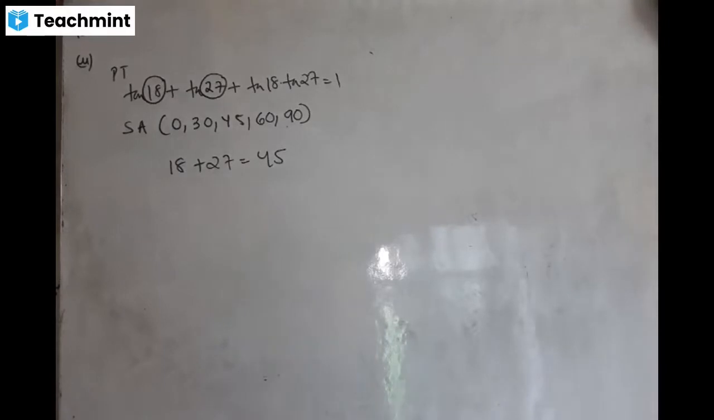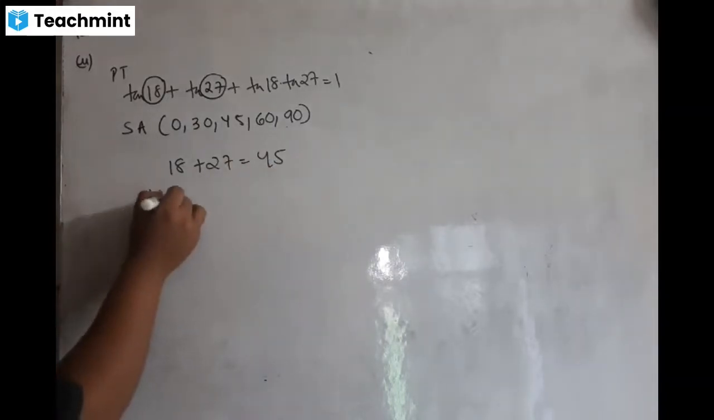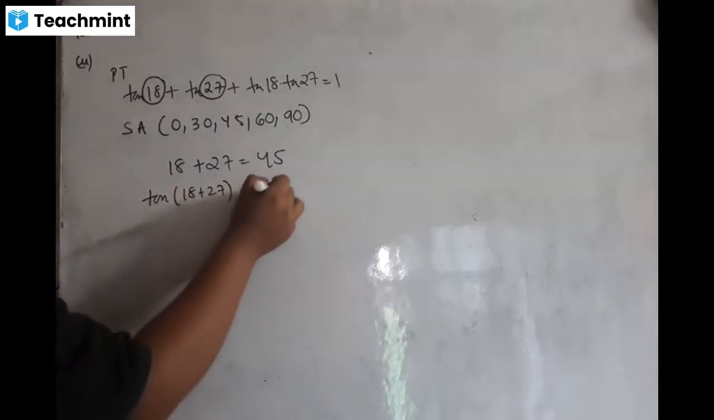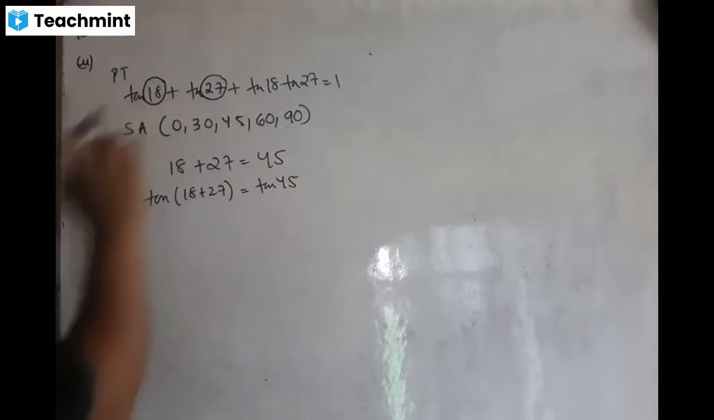So that is the relation which I am going to use. Is that clear? For this question, the angles are 18 and 27, so 18 plus 27 will give us 45. Once I have got the relation, I'm going to apply tan on both sides. Why tan on both sides? Because the question is given in terms of tan.